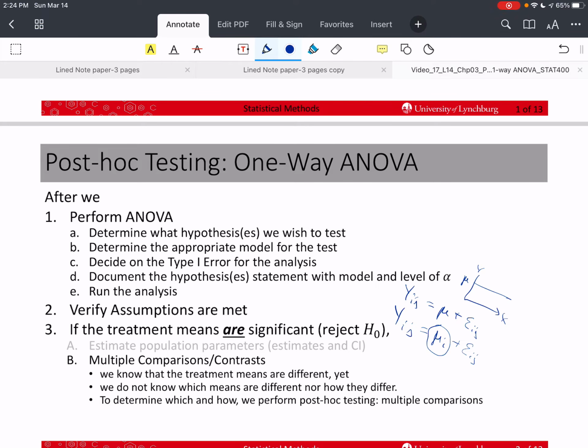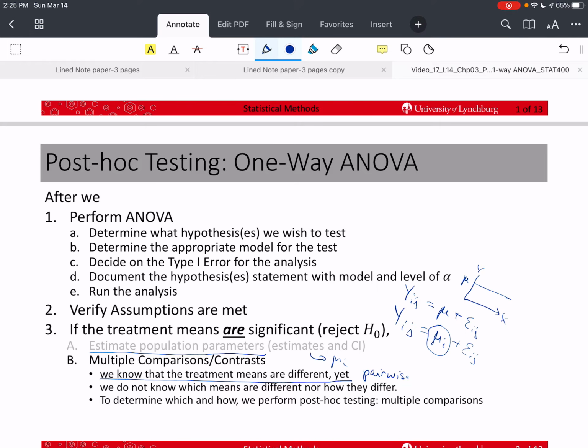So we talked about last time estimating the population parameters, specifically mu i, and calculating their confidence intervals. We also talked about a difference in the treatment means. These were pairwise that we talked about. We talked about 3 different methods. We talked about using unadjusted, which was not adjusting for the experiment-wise error, which was the Fisher LSD method. We only control alpha for each pair of means.